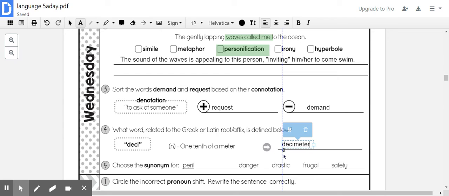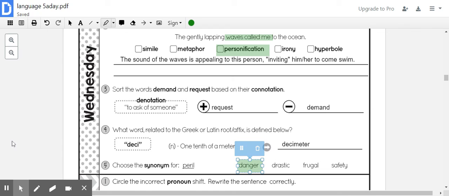Number five, choose a synonym for peril. Okay, so again, synonym means that it's going to mean the same thing as the word that is shown, which is peril. So we have danger, drastic, frugal, and safety. So the word that is the synonym for peril would be danger. All right, we're all done for Wednesday.